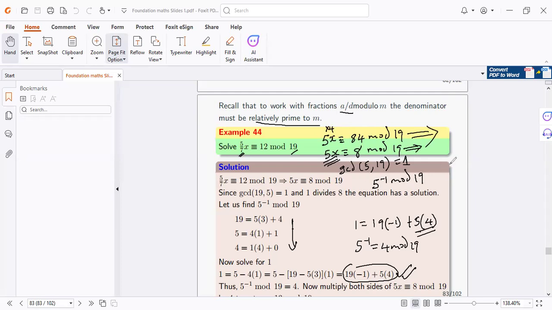So 5 times 4 will give us 1. Then times x will give us x. And then 8 times 4 will give us 32, mod 19. Then reduce this 32 mod 19. The remainder is 13. So x is therefore 13.